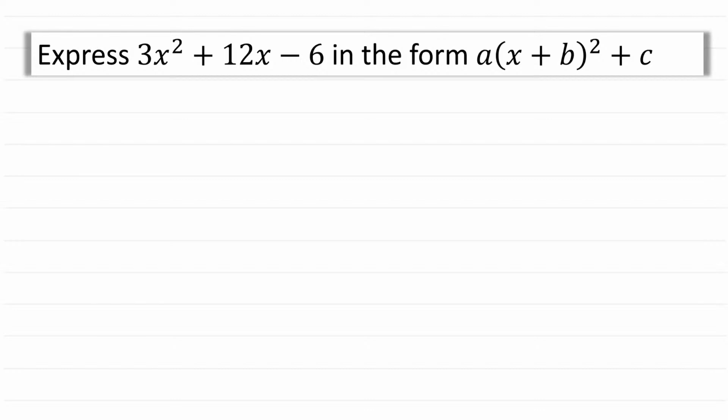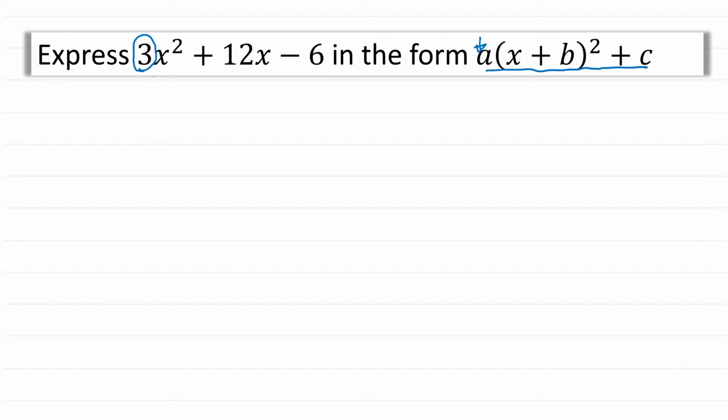So here is an example. We have 3x squared plus 12x minus 6, and we need to put this into this form. Now the reason why there's a here, that's because the coefficient of x squared is not 1, it is 3. So the coefficient, remember, the number that is next to x, the coefficient of x here is 12. What do we need to do first?